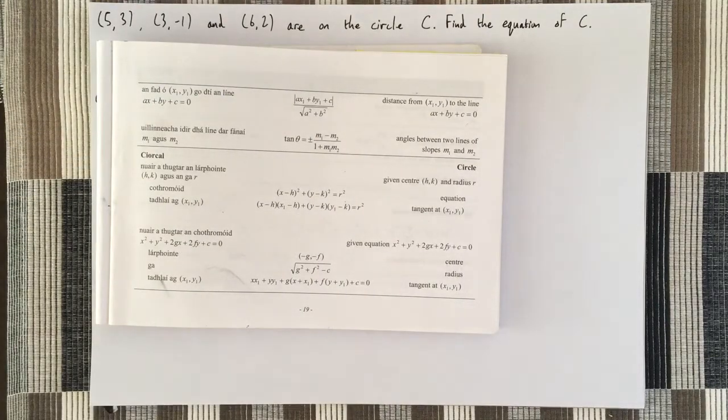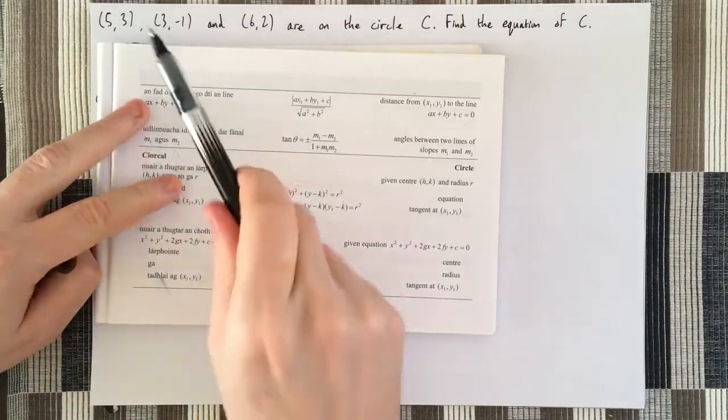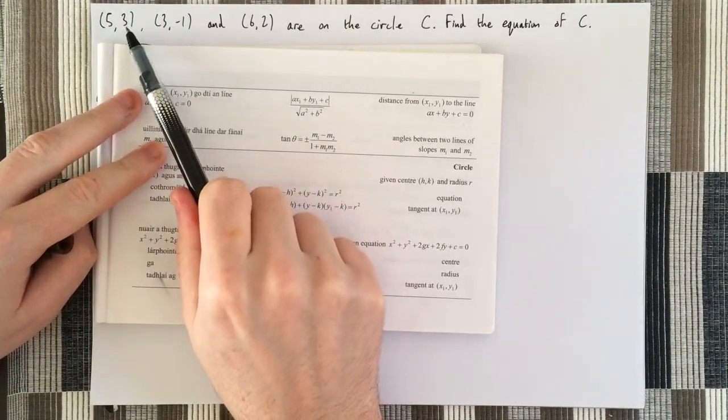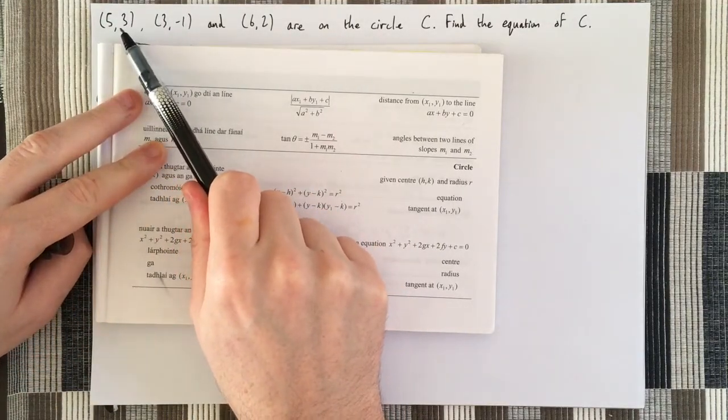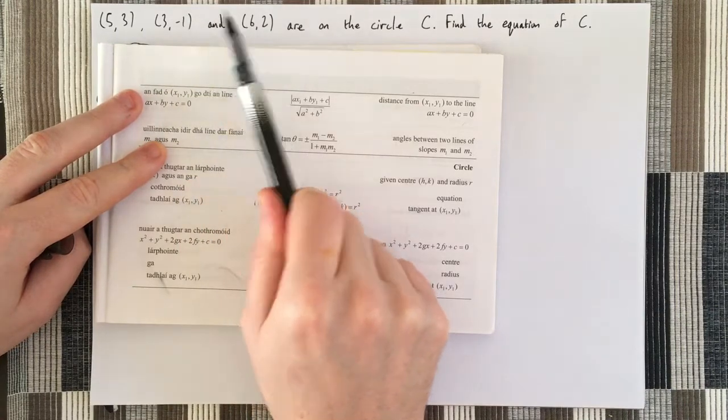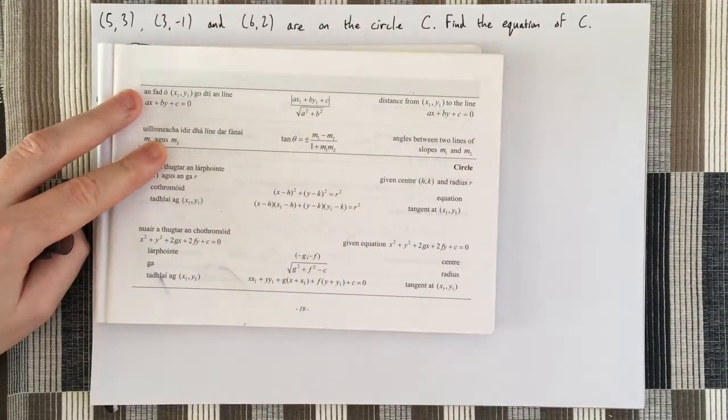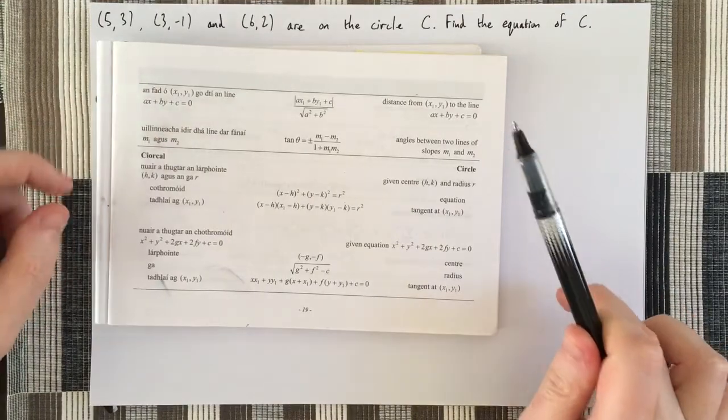There are questions then where I'm not given the center and the radius, or I can't work them out using, say, the distance formula or midpoint or anything like that. That will point me towards using this equation to form the equation of the circle. One example would be this one here: 5, 3, 3, minus 1, and 6, 2 are on the circle C. Find the equation of C.